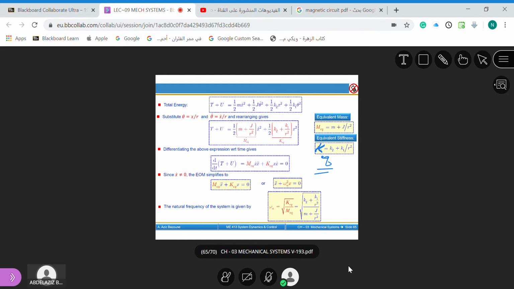Here, if he asked us to find the equation of motion in terms of theta, this would be J equivalent. In terms of theta, this would be J equivalent. But this one will always stay K equivalent.